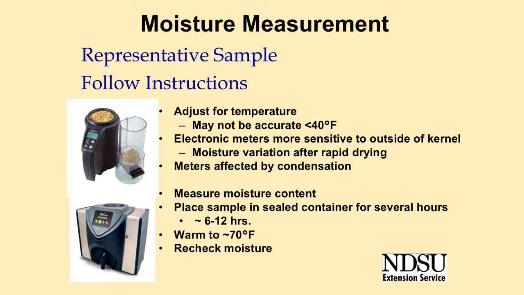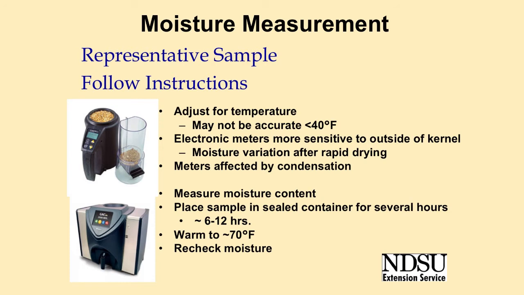The moisture measurement is also affected by the physiology of the kernel, which is affected by growing conditions. The measurement will also be affected by kernel damage, changes in test weight, and grain variety. Electronic meters are more affected by the moisture near the kernel surface than internal kernel moisture. They are also affected by condensation on the kernel surface.